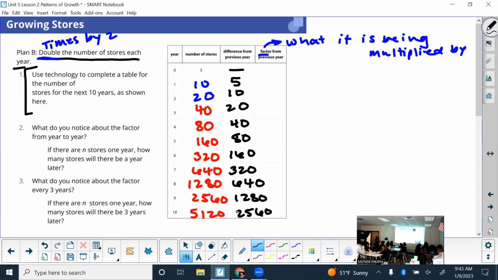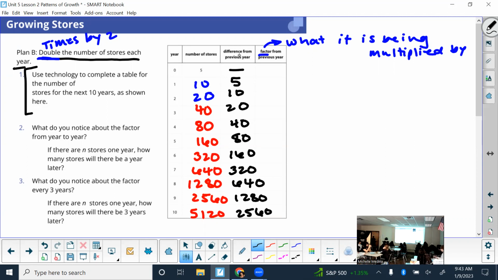When we're doubling or tripling or quadrupling, the difference will not be consistent throughout, which is why we have this additional column that says factor from previous year. You're going to get to a point where you ask: is this an arithmetic sequence? Is this a geometric sequence? Is this linear? Is this exponential? I haven't taught you that vocabulary yet, but if the pattern is not adding the same number each time, see if it's multiplying or dividing by the same number each time. This factor is multiplying. So are they multiplying each time?